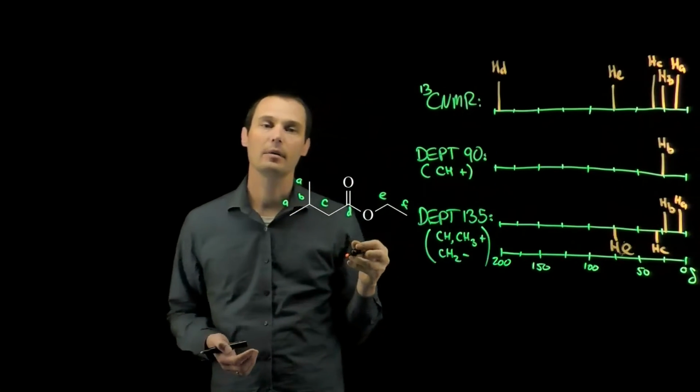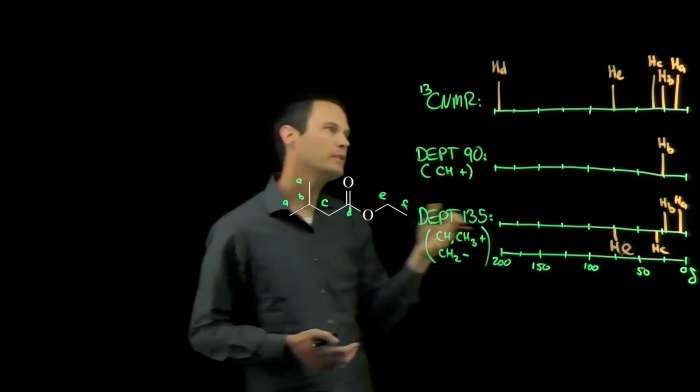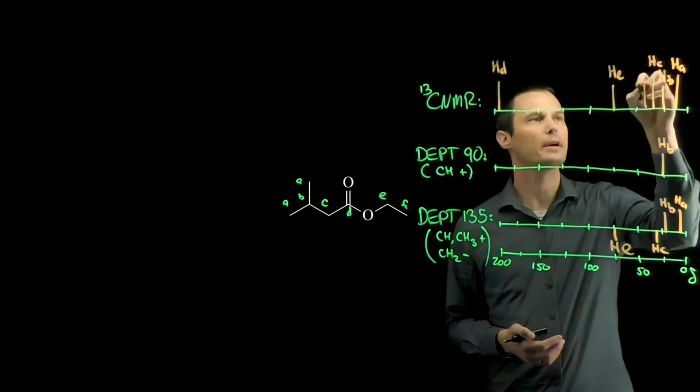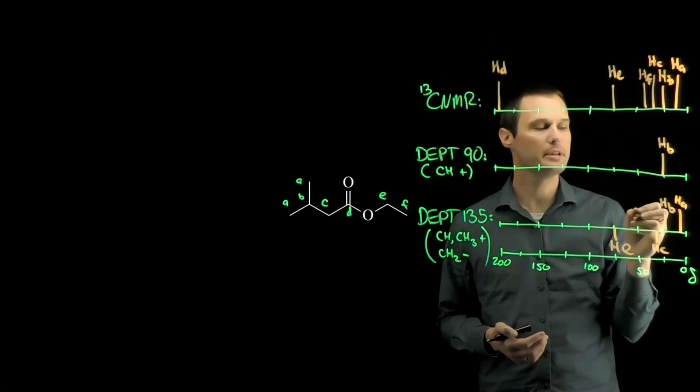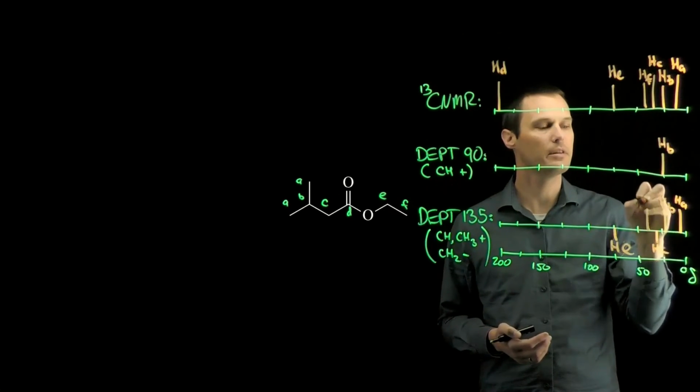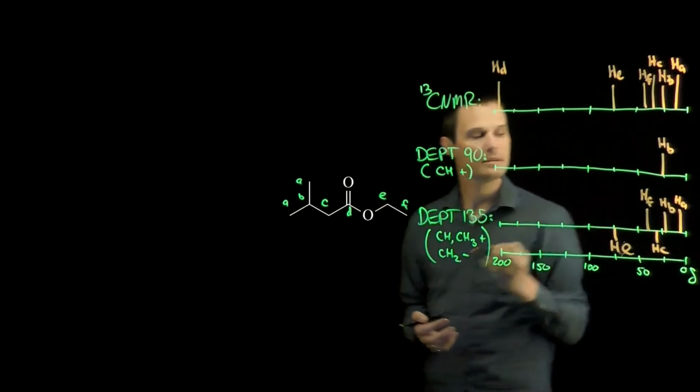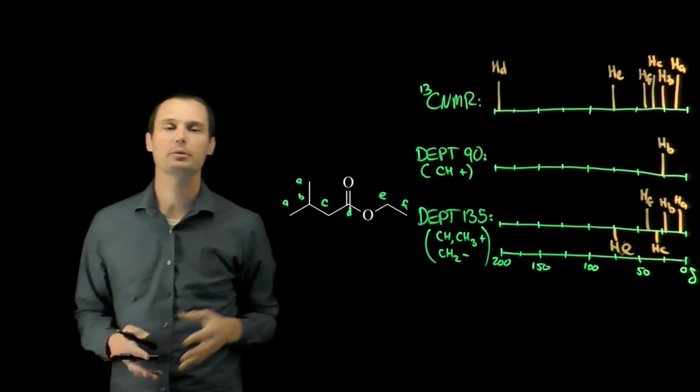Carbon F is our last carbon in this structure. It is an alkyl type carbon, so it will be down on the right side of the spectrum again. It is a CH3 group, so it will not show up in DEPT 90, and it will be a positive signal in the DEPT 135. This is the DEPT sequence for this particular structure.